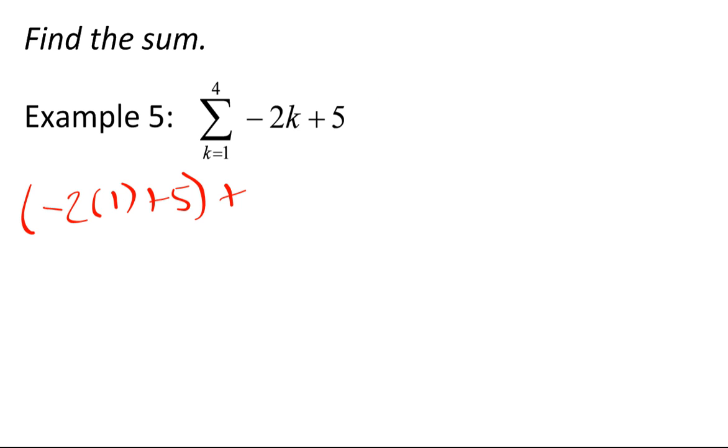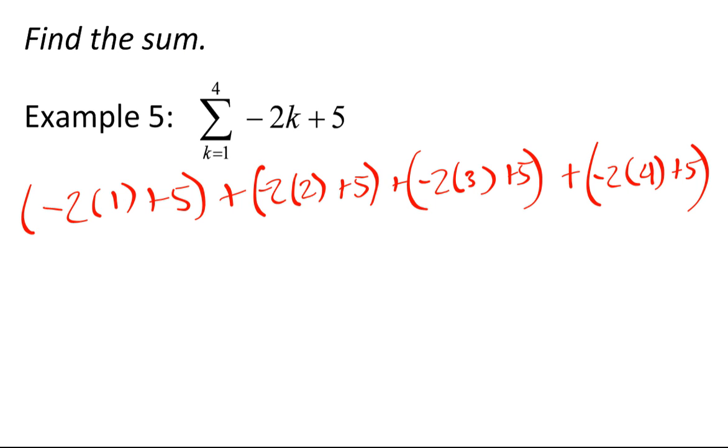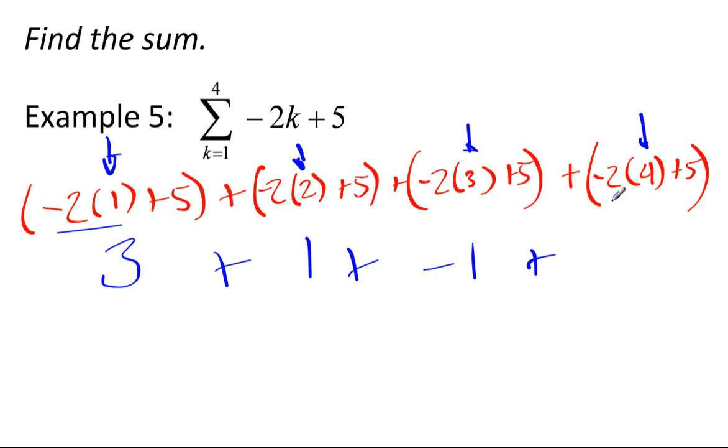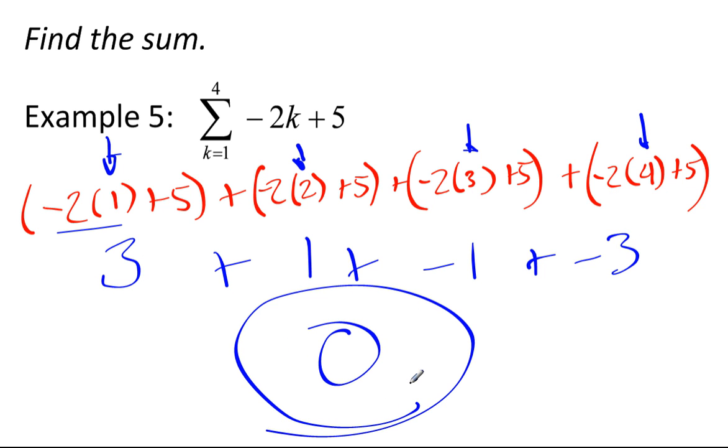So there's the first one. Let's throw the rest in there. Like so. So we've got our number plugged in each one. Just doing the same thing over and over again. Negative 2 here plus 5 is going to be a 3. Negative 4 and 5 make 1. Negative 6 and 5 make negative 1. And negative 8 and 5 make negative 3. All that comes out to a big 0. Nothing.